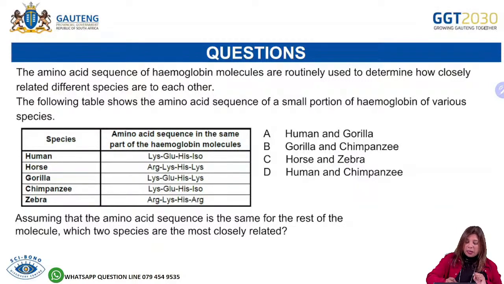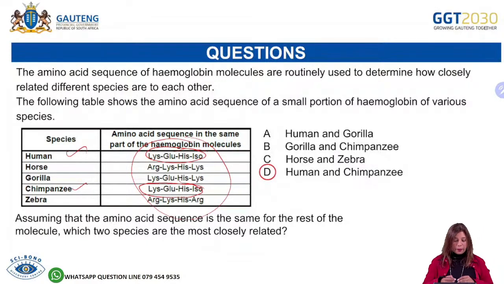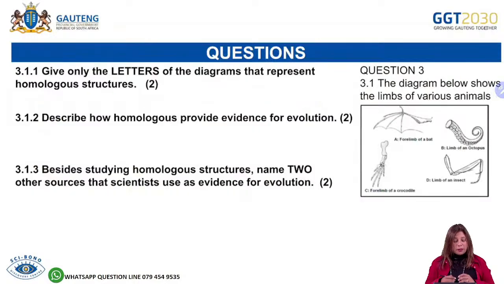So already when I look at this, I must compare this table and I must see which ones are almost identical. And if I look at this, I can already see, if you look at the human and you look at the chimpanzee, it's the exact same amino acid sequence. Can you see there? So it has to be human and chimpanzee. There we go.